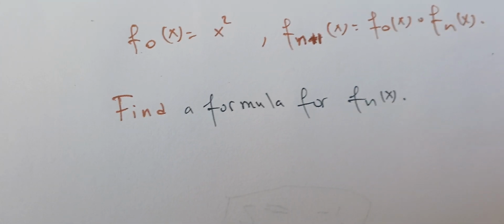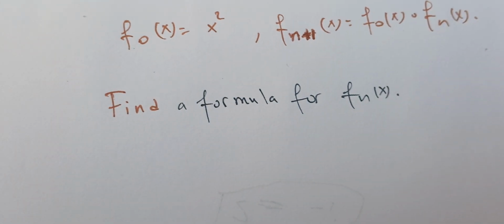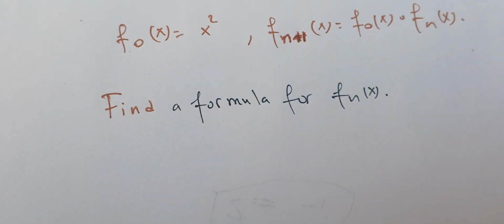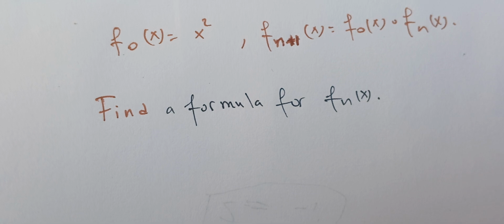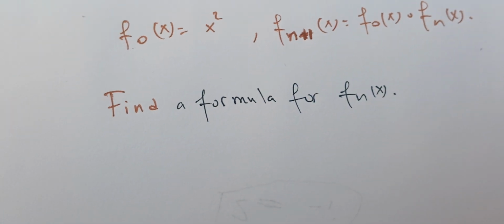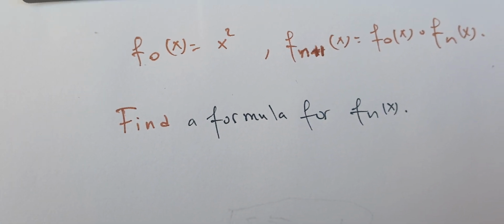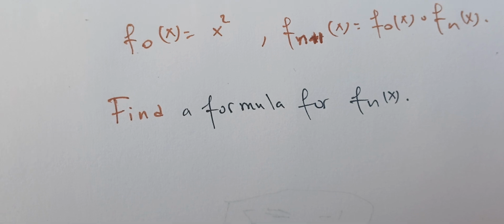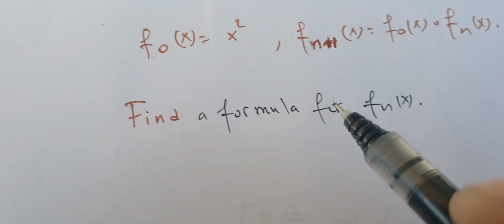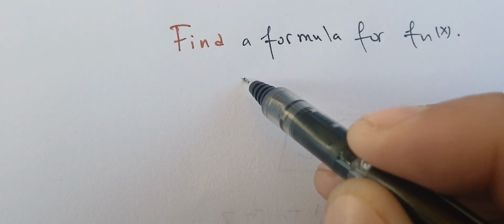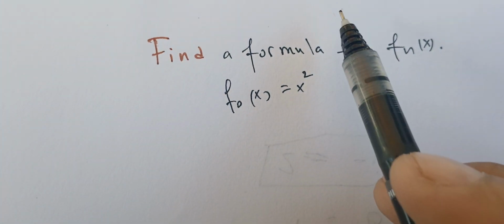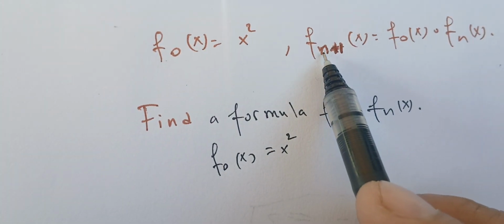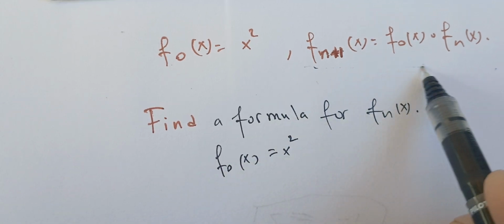You don't need to prove it, but this is how it works. To get something and to have some hypothesis about the truth of the formula, you need to prove it by induction. You don't have to, but we're going to do it anyway. Here, note that we start with f0 of x as x squared. To find f1, we're going to use this recursive formula.